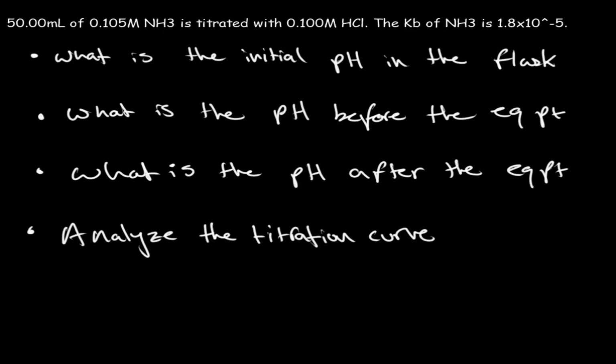So we're going to be looking at four different things. First, we're going to be looking at what is the pH initially in the flask. What is the pH before our equivalence point? What is the pH after our equivalence point? And finally, we'll be analyzing the titration curve of a weak base with a strong acid.